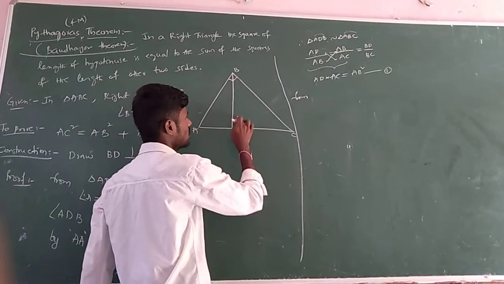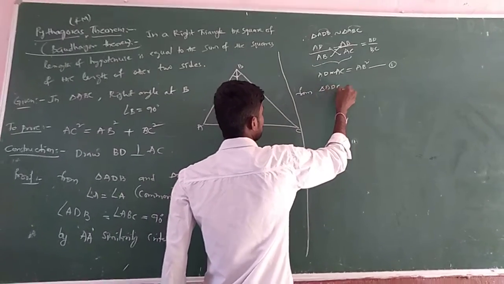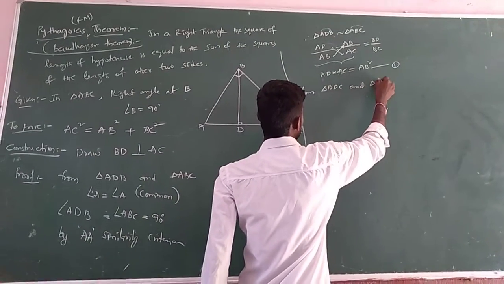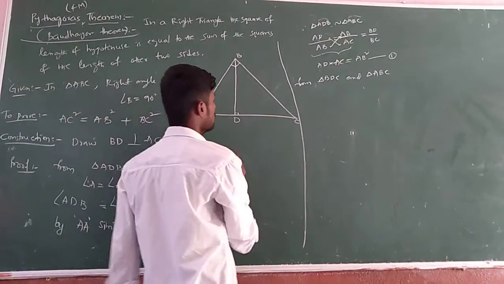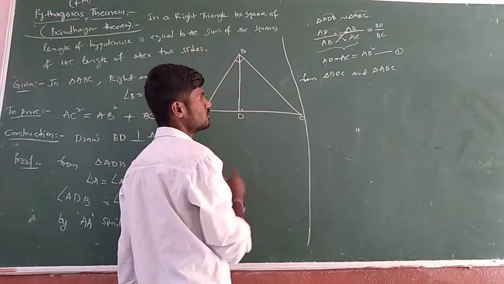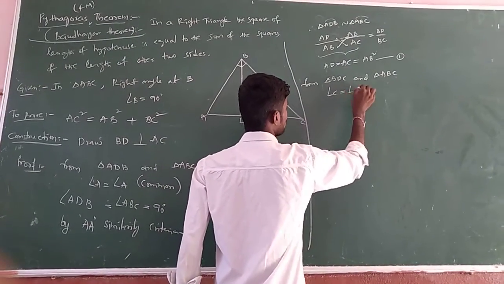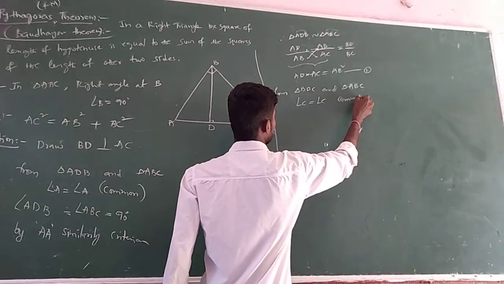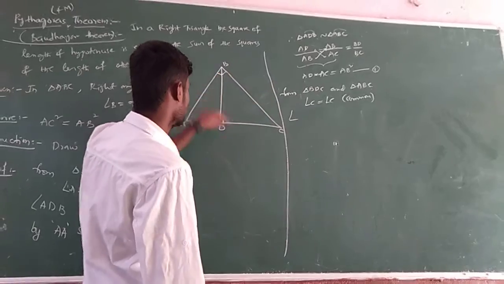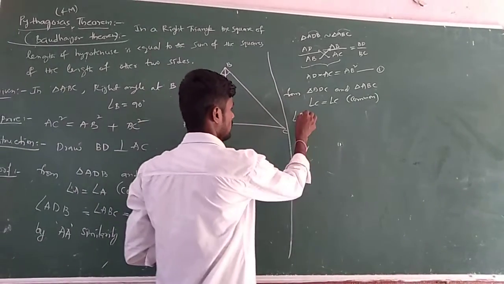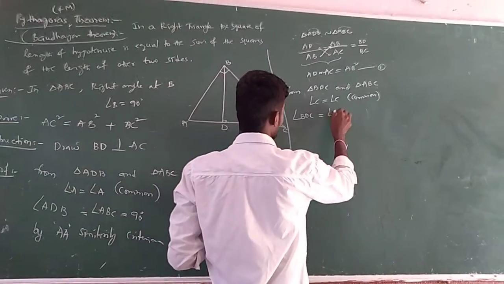Next we have to take the second part of the triangle, that is BDC. From triangle BDC and the bigger triangle ABC, the original triangle, if you observe these two, in these two also we have a right angle first and one common angle, which is C. So angle C equal to angle C, common angle. And the right angle is what? In BDC triangle, what is the right angle? Angle BDC is 90, and in the original one, angle ABC is 90.